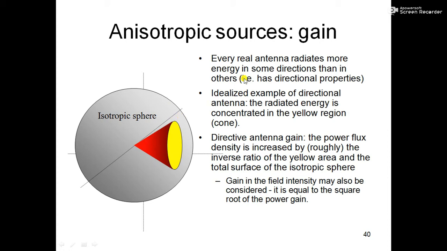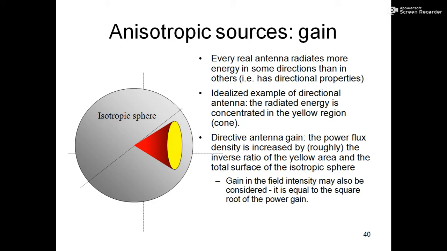Every real antenna radiates more energy in some direction than in others. That is, it has directional properties. Idealized example of a directional antenna: the radiated energy is concentrated in the yellow region. So you can see this yellow region is where the radiation energy is concentrated. Directive antenna gain: the power flux density is increased by roughly the inverse ratio of the yellow area and the total surface of the isotropic sphere.